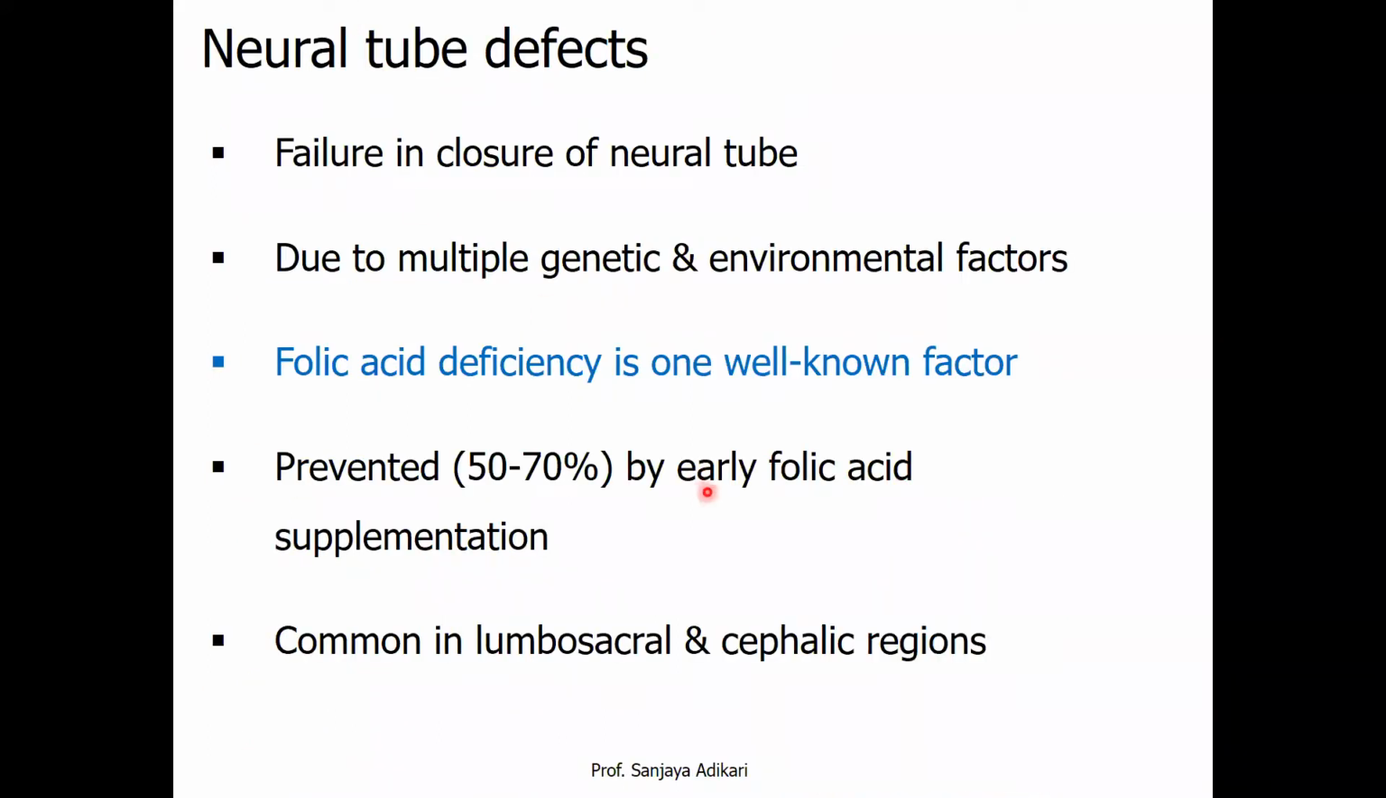Then other important neural tube defects are due to the failure of the closure of the neural tube, as I mentioned before. This neural tube defect, which is a very hot topic actually, is not due to a single factor. It's due to multiple genetic and environmental factors. So many things can cause neural tube defects, some things you never know.